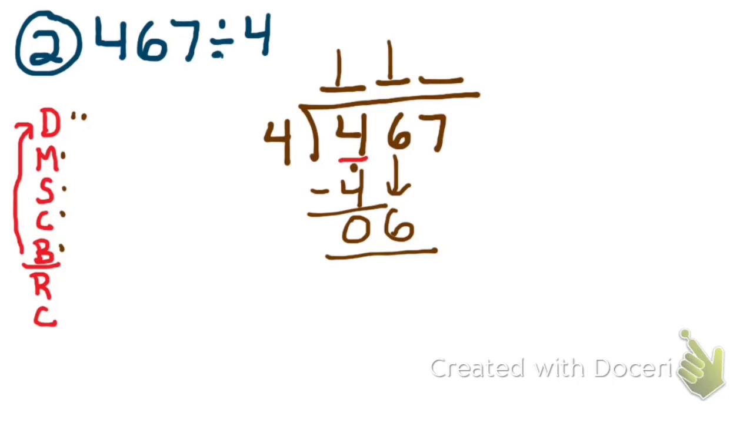What's my next step? M means multiply. Whatever I just wrote down, 1 times my divisor. 1 times 4 is 4. I multiplied. Subtract, put a minus sign and an equal bar. Go ahead and subtract. 6 minus 4 is 2. 0 minus nothing is 0. So I subtracted.